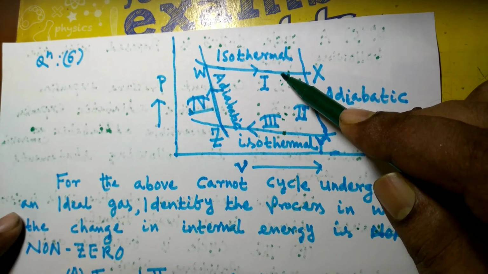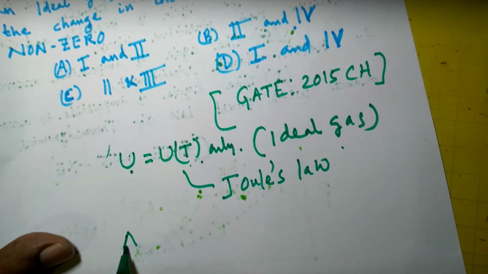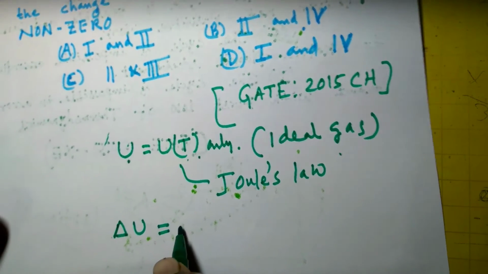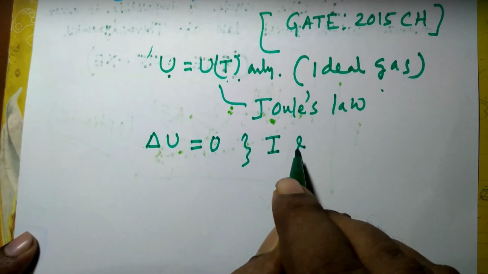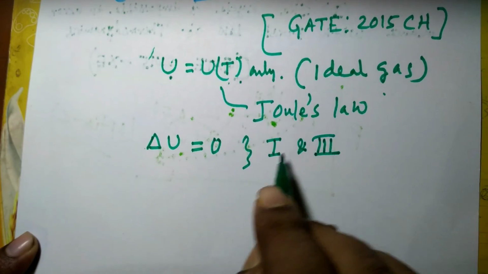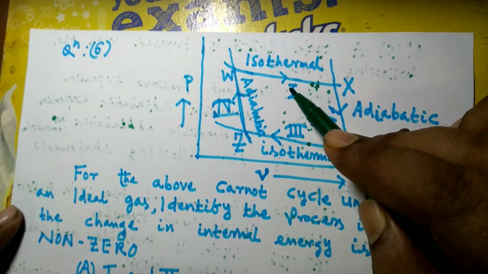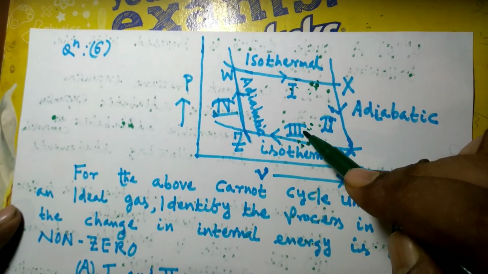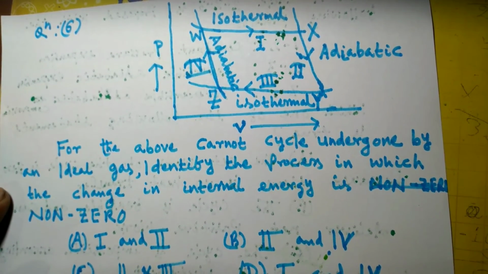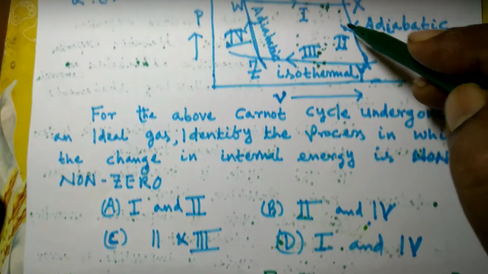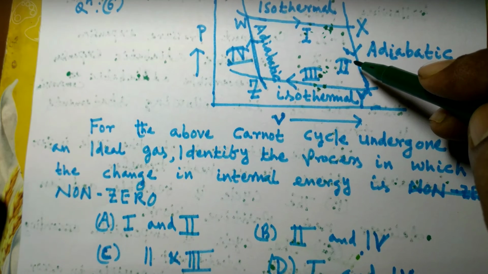So during the processes 1 2 and 3 4, the change in internal energy will be 0. Delta U, that is the change in internal energy, will be 0 for processes 1 2 and 3 4. Since in this diagram you see, these processes 1 2 and 3 4 are isothermal processes, the change in internal energy will be 0 for these two processes. For the rest of the processes, it will not be 0. It will be non-zero.